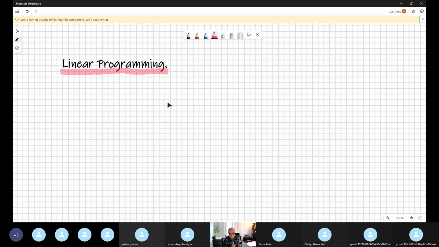And the typical format of an optimization problem is that we have 2 pieces of information. The first piece, which is the most important, is the objective function. Any optimization problem always has 2 pieces: the objective function and the constraints.